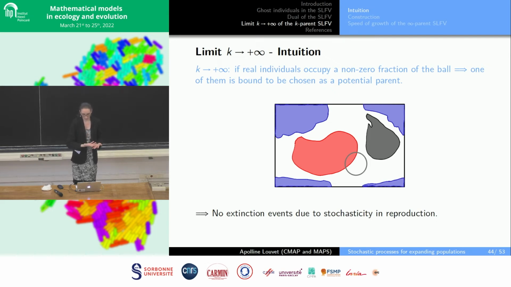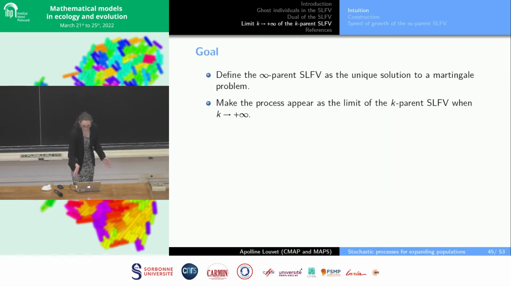And in the limit, if real individuals occupy a non-zero fraction of the ball, then one of them is bound to be chosen as a potential parent at some point. So in what we consider to be the limiting process, we no longer have extinction events due to stochasticity in reproduction. So that's the intuition behind the limit.